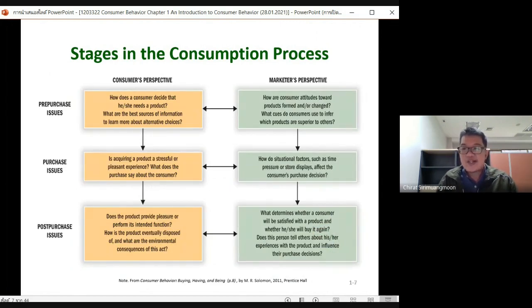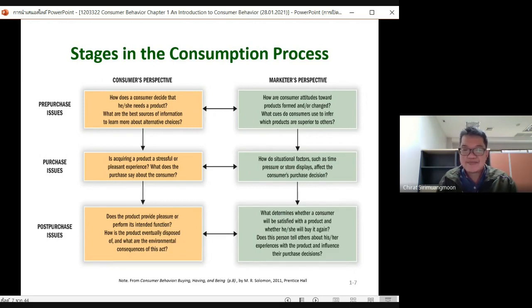Stages in the consumption process. So we just learned consumer behavior has pre-purchase, during purchase, and post-purchase. But think, do we have the same issues for consumers and for marketers? The answer is no. Think about this one. Before you purchase something, what do you think? You're going to think, how does a consumer decide that he or she needs a product? What is the process before you buy the product? You think about how you collect the data. So that is the first issue.